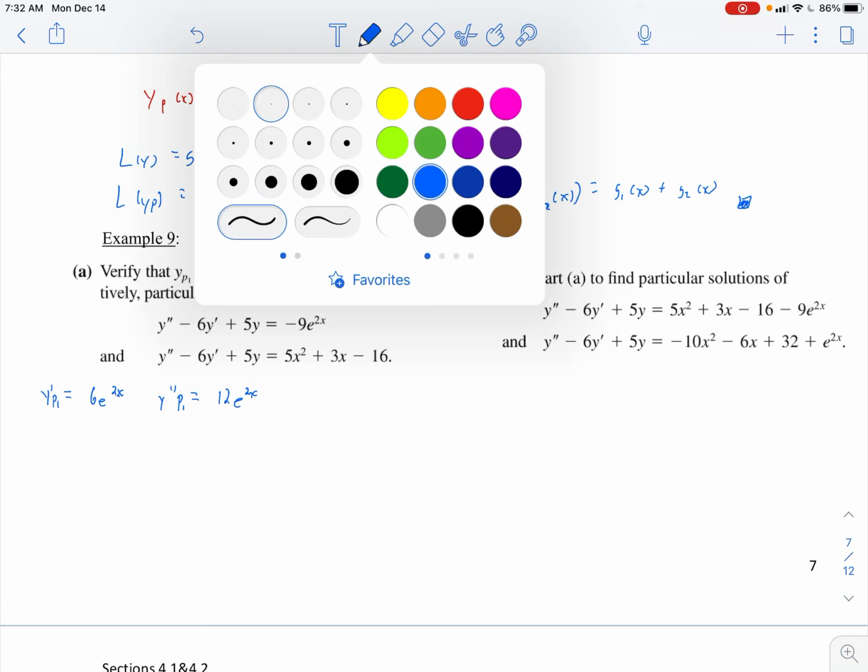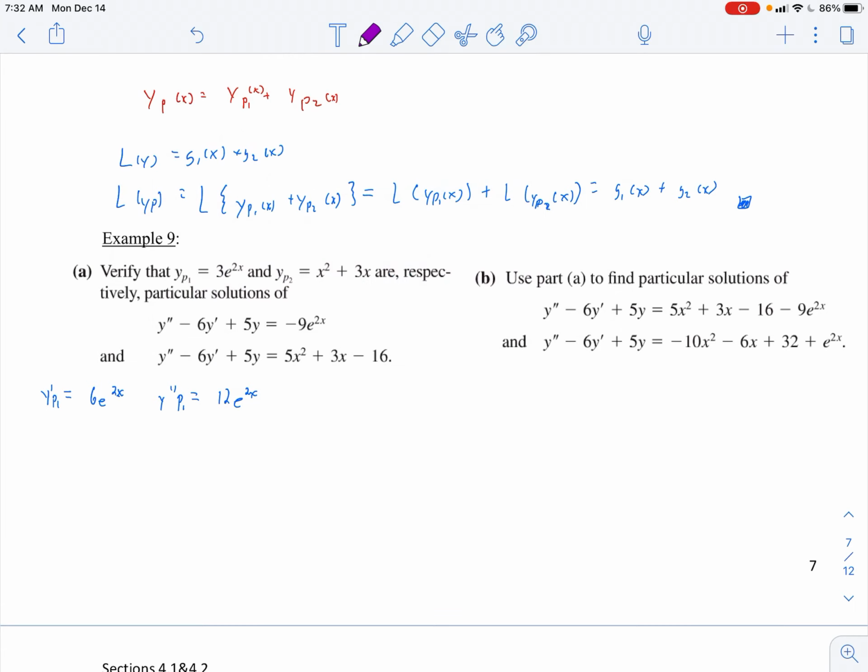And then let's plug it in to our differential equation and make sure that this is a particular solution. So y double prime is going to be 12e to the 2x minus 6 times 6e to the 2x plus 5 times 3e to the 2x, and that should equal negative 9e to the 2x. So we get 12e to the 2x, 6 times 6 is minus 36e to the 2x, 5 times 3 so plus 15e to the 2x.